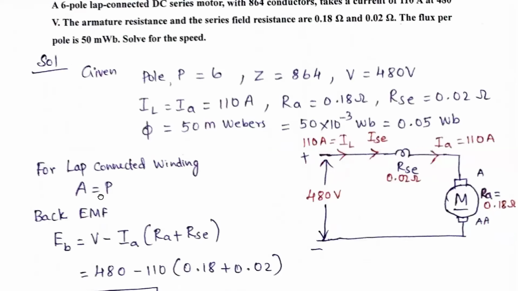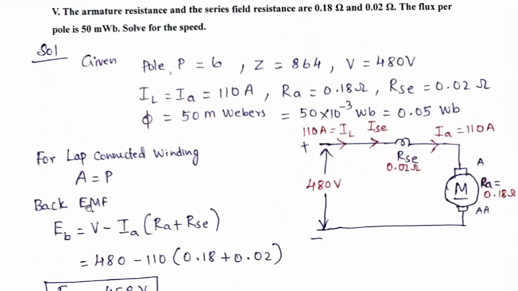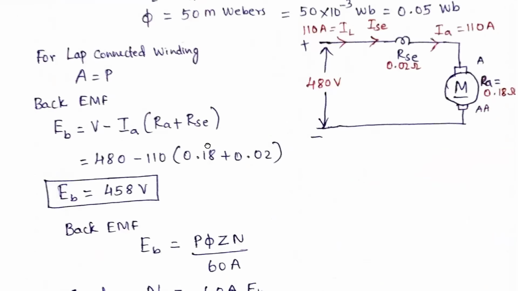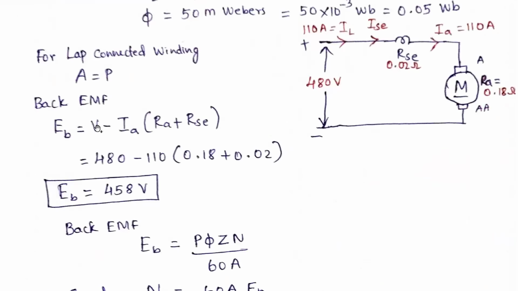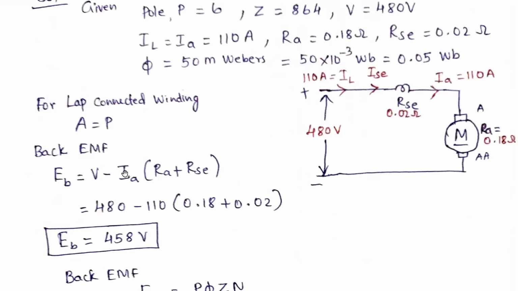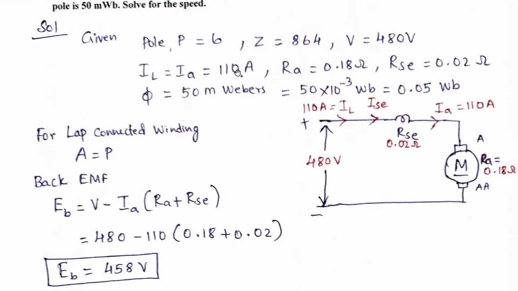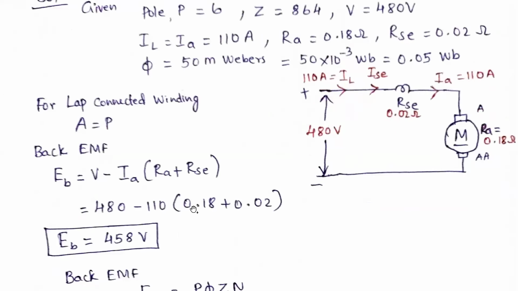So back EMF, what is the formula for back EMF? So back EMF is equal to V minus IA into (RA plus RS). Okay, so V is terminal voltage 480 minus IA. So IA is given in the problem, 110. So 110 into (RA plus RS). RA is given in the problem as 0.18 ohms. Next RS is given in the problem as 0.02 ohms. So if you simplify this, we will get the back EMF.